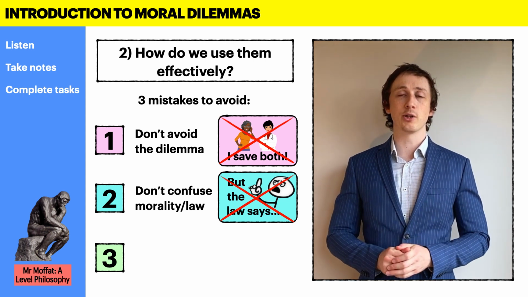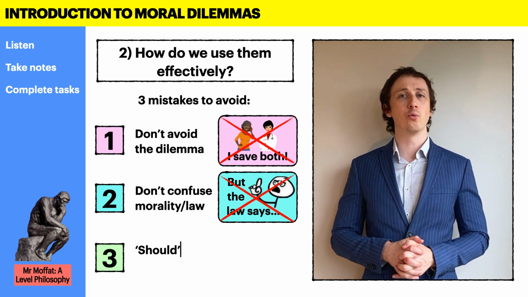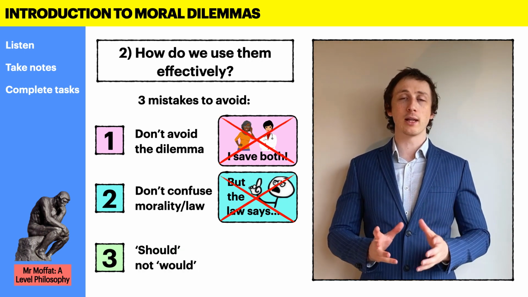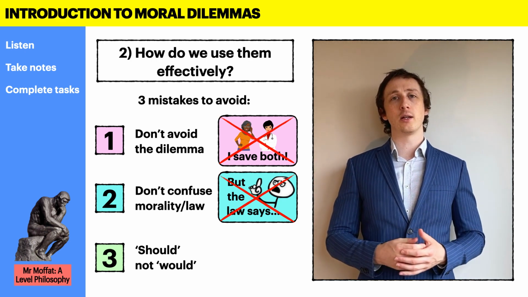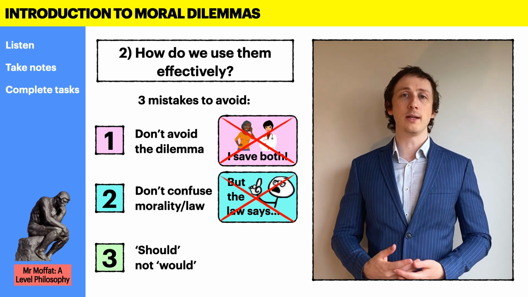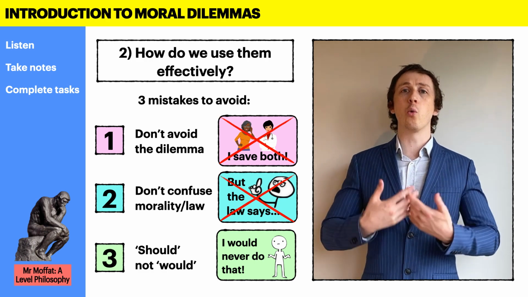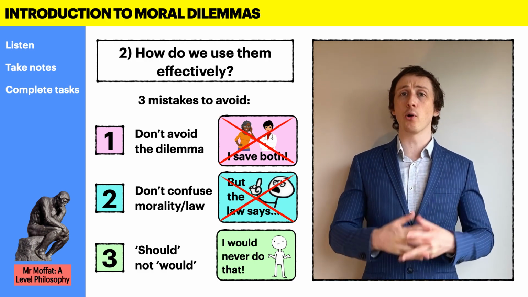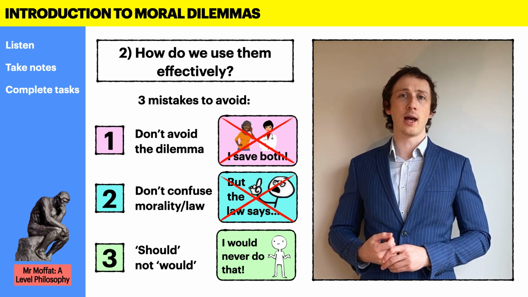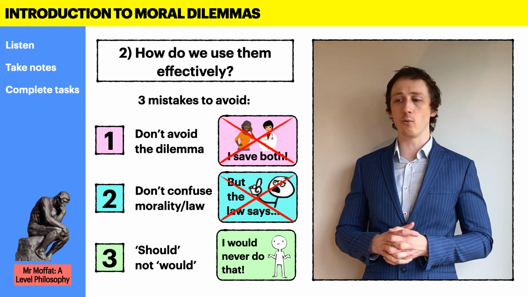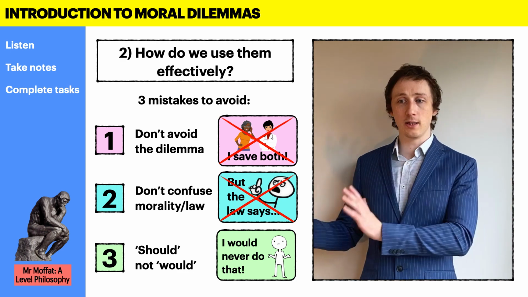The third mistake then is to not distinguish between 2 words. You need to be able to distinguish between the word would and should. A moral dilemma is not asking you what you would do. A moral dilemma is all about what you should do. So what's the difference? Well, to explain what you would do is to be descriptive about yourself as a person, like what your moral qualities might be like, or what your personality is like. Whereas to talk about what you should do is to talk about morality. Moral philosophy is to talk about what you think morality would demand of you in that situation. And these 2 things could be different.